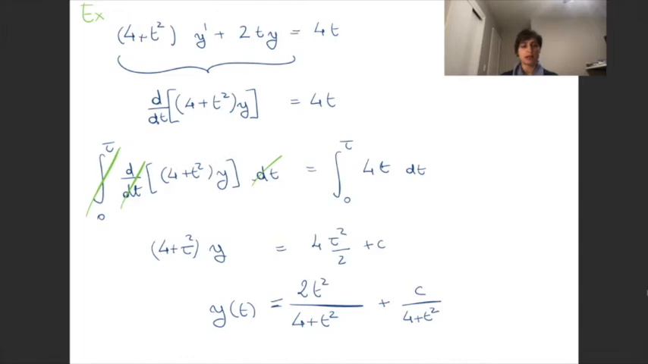Now, I said that when we have a solution of an ODE, we always have to be careful about where it is a solution. Here it's a solution for any value of t. You notice this because the steps we took are valid for any value of t that we can think of. So this is a solution for any t.